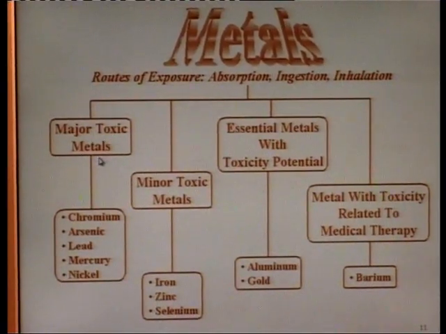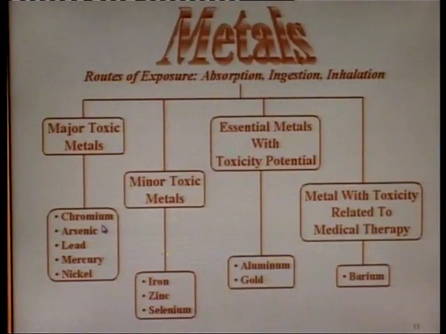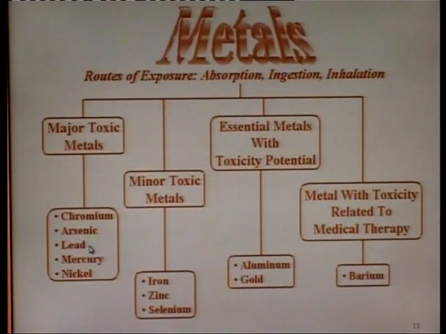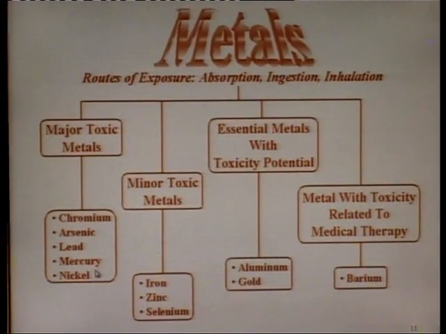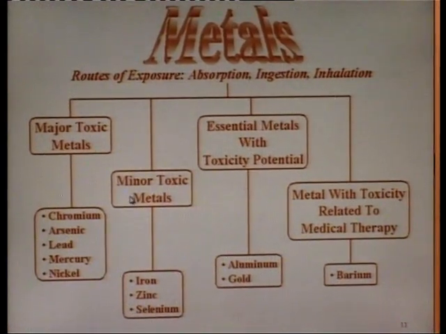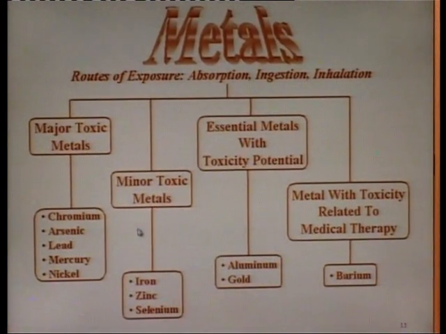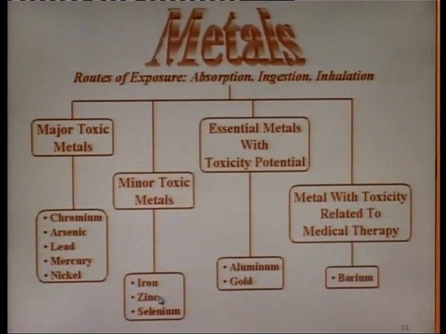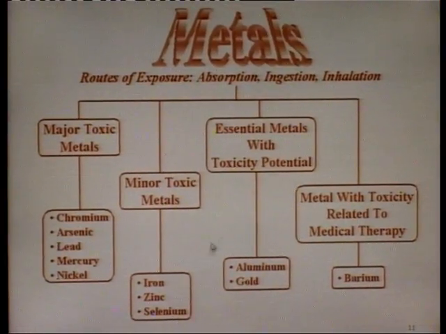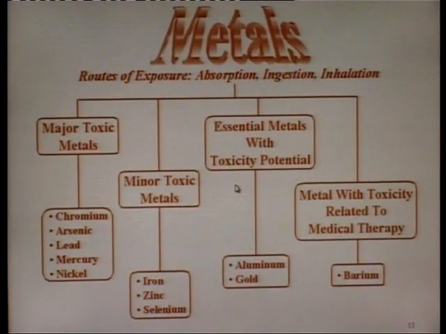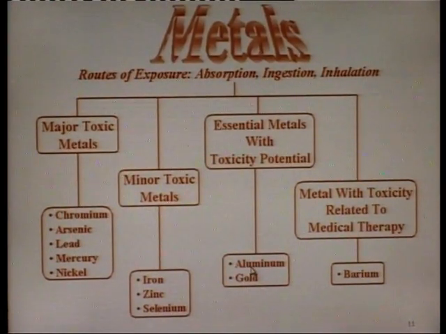Major toxic metals are chromium, arsenic, lead, mercury and nickel. Minor toxic metals like iron, zinc, selenium. Essential metals with toxicity are aluminium and gold. Metals with toxicity related to medical therapy, for example, barium.